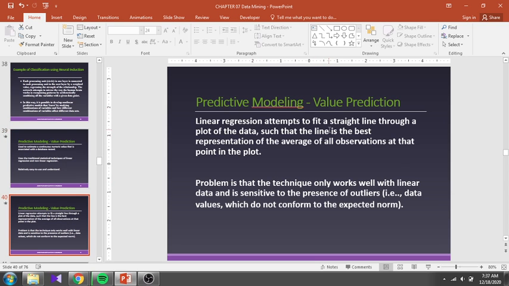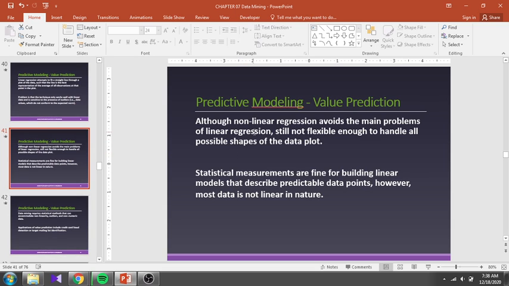Okay, linear regression attempts to fit a straight line through a plot of the data. Such a line is the best representation of the average of all observations at that point in the plot, because it is linear. The problem is that the technique only works well with linear data and is sensitive to the presence of outliers. Outliers are data values which do not conform to the expected norm. I think on the research you can ask the lecturers about these outliers on this linear data. You can get more information over there. So this one is just more on the introductions.